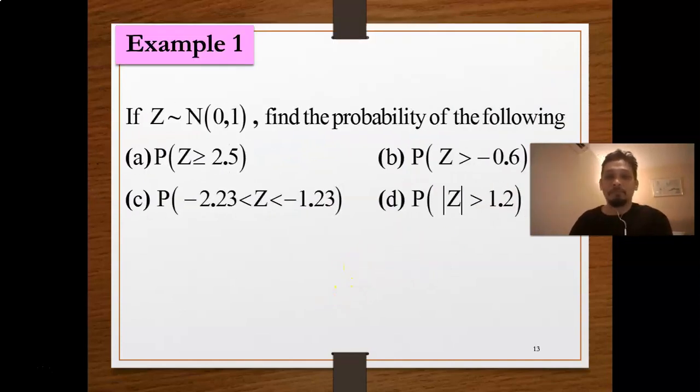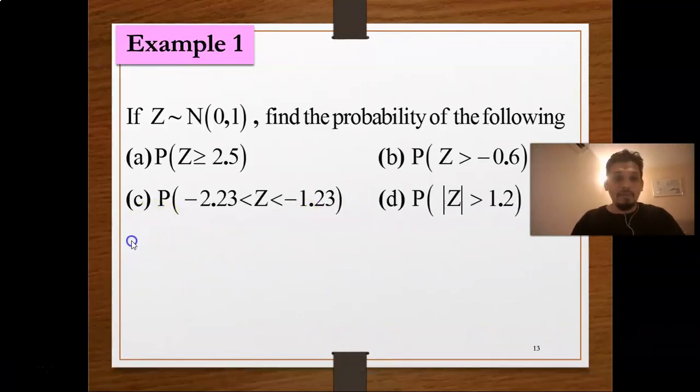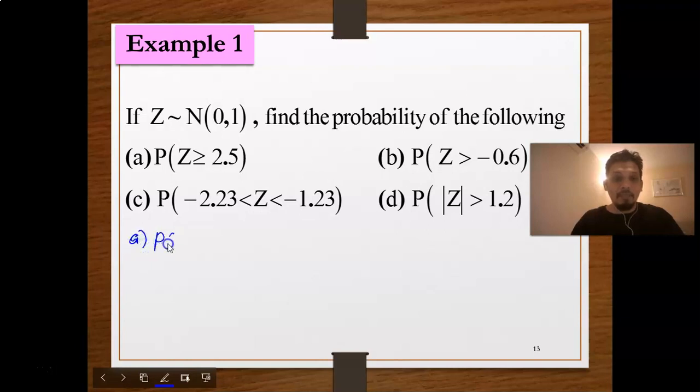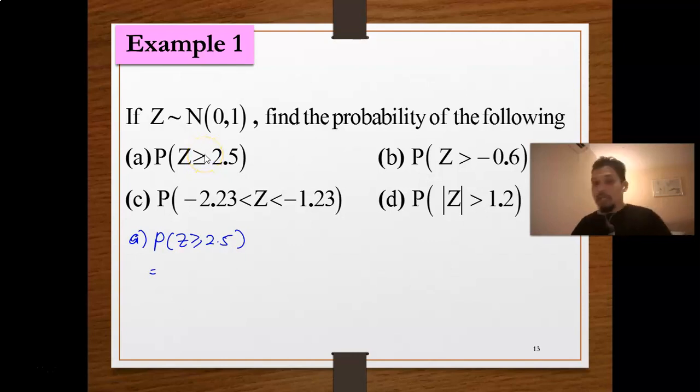Example 1. If Z is normally distributed with a mean of 0 and a variance of 1, find the probability of the following. The first one: the probability of Z greater than or equal to 2.5. Whether it is greater than or greater than or equal, never mind. This is still the same because this is for a continuous distribution. So how are we going to find the answers using this book?